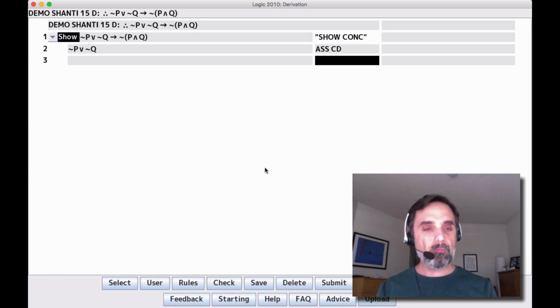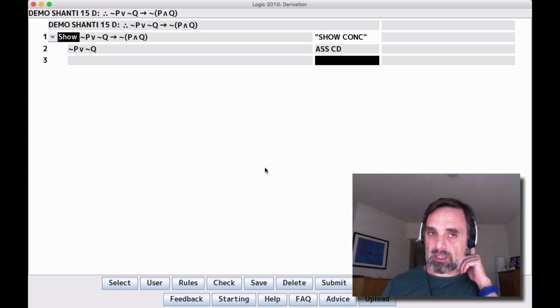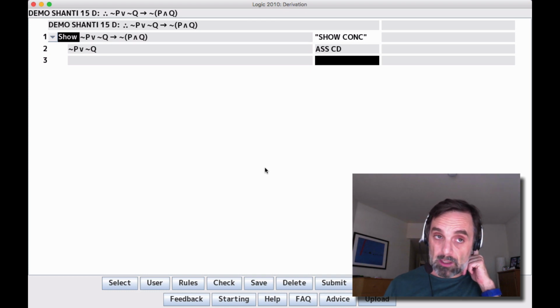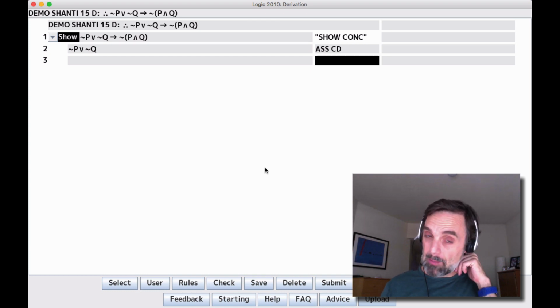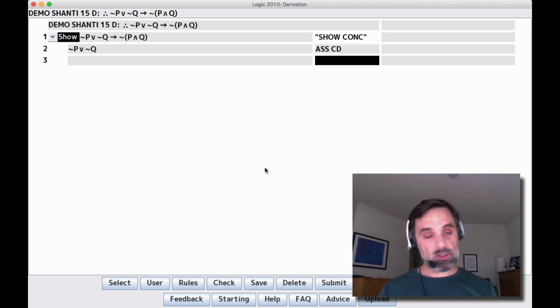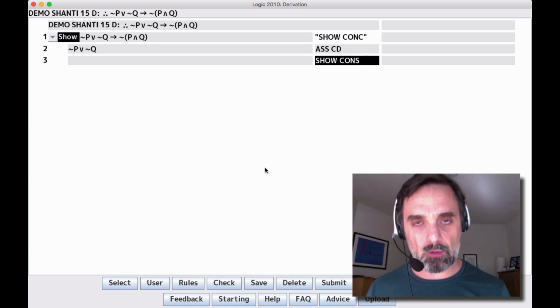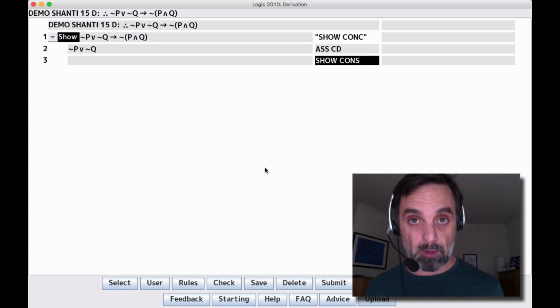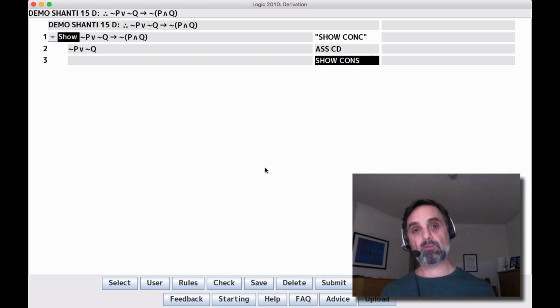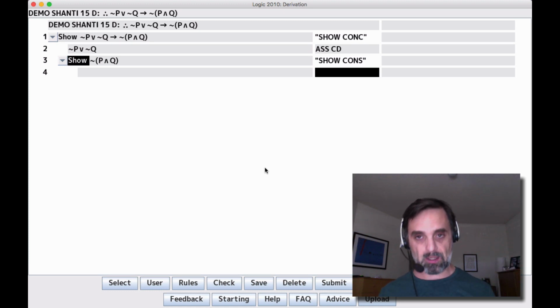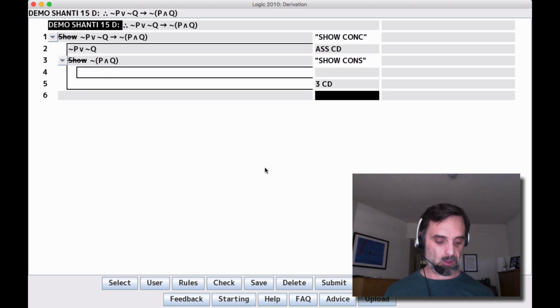Okay, so now we made our conditional assumption. Are there any premises? No, this is a theorem. There are no premises. Can we apply elimination rules? No. So the derivation is stuck. What do we do when the derivation is stuck? I know, we do a subderivation. We're trying to show a conditional. What subderivation do we do? We do show consequent, because once we get this, once we box and cancel this, we'll say 3 CD, and we'll be done with the whole derivation.